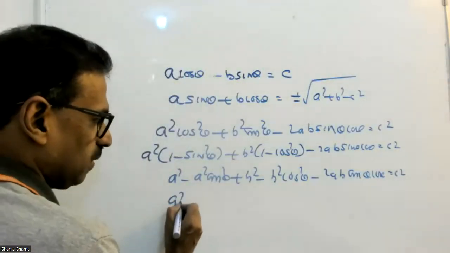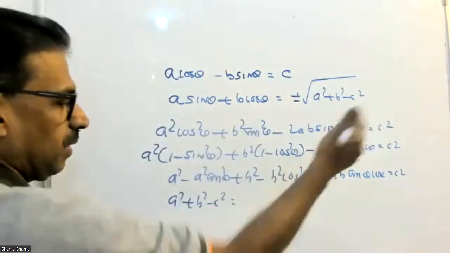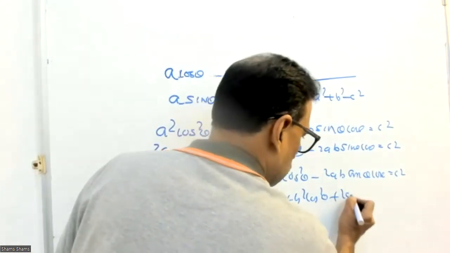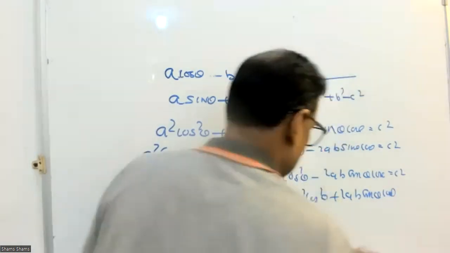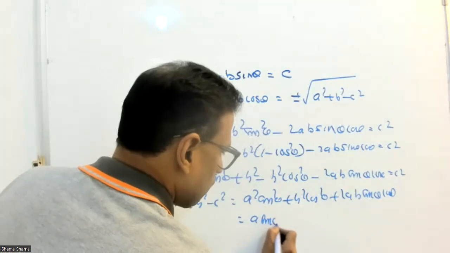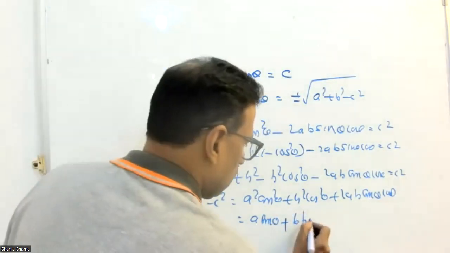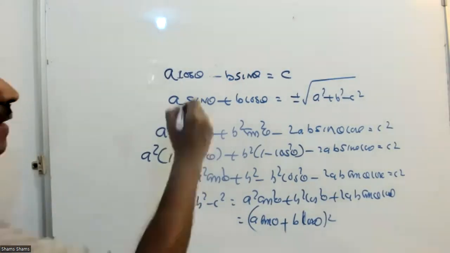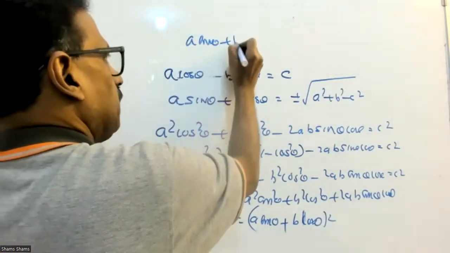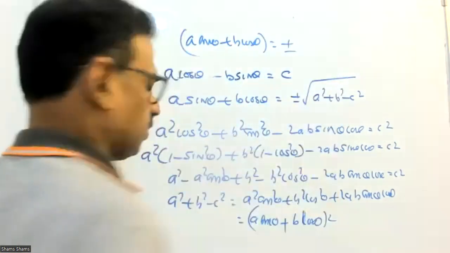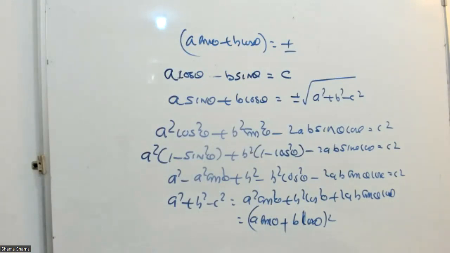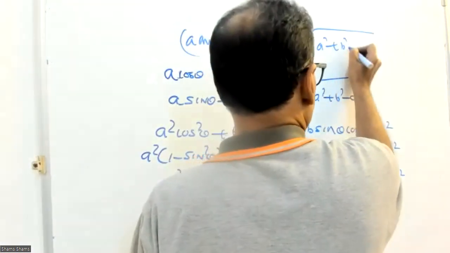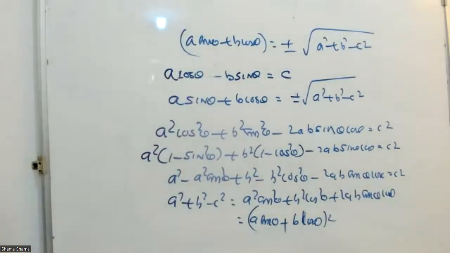Now, A square plus B square minus C square, taking to the other side: A square sine square theta plus B square cos square theta plus 2AB sine theta cos theta. This is equal to A sine theta plus B cos theta whole square. Therefore, A sine theta plus B cos theta equals what? Plus or minus, because if A square equals 10, A equals plus or minus root of 10. You know that, right? So it is plus or minus root of A square plus B square minus C square. You got it, no?